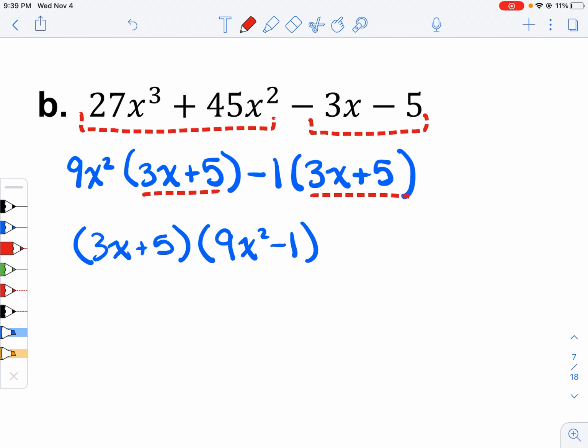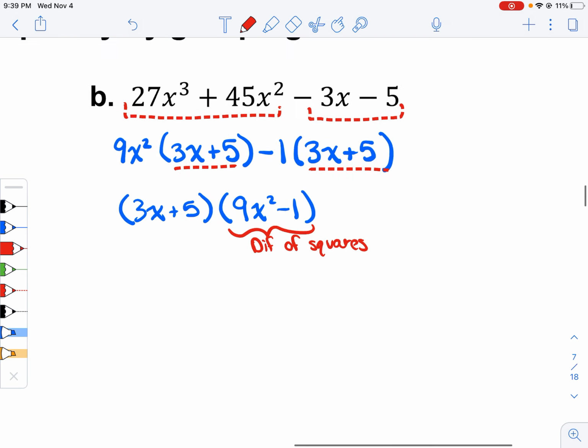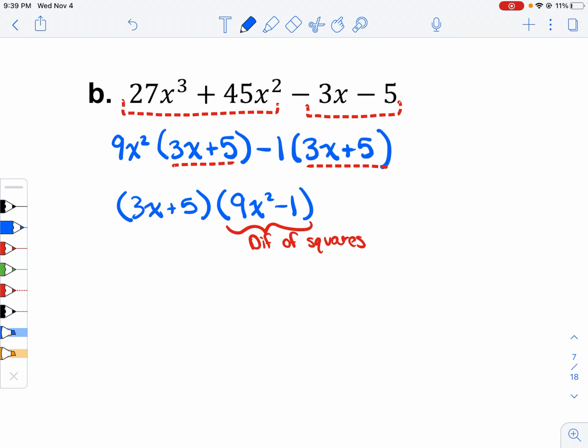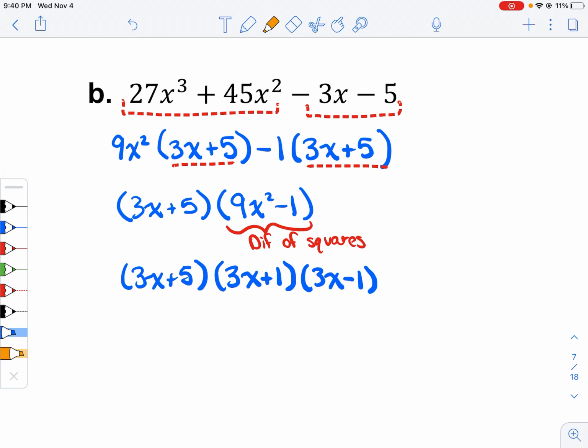Now be careful, this is again a difference of squares. So be on the lookout for those. You can recognize those if this whole thing is a perfect square and that whole thing is a perfect square. So my a here would be 3x and my b would be 1. So this will factor as 3x plus 5, and then 3x plus 1 and 3x minus 1. I don't have any more powers, so this is the final answer. And again, if you need to review those difference of squares, let me know. I can point you to some other resources, or you can review from chapter 1.